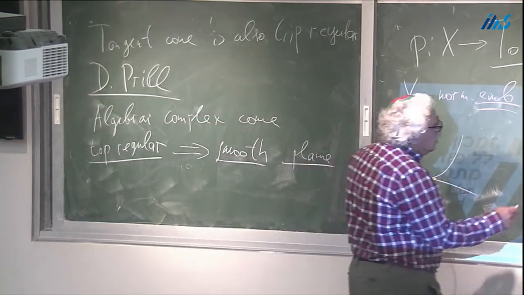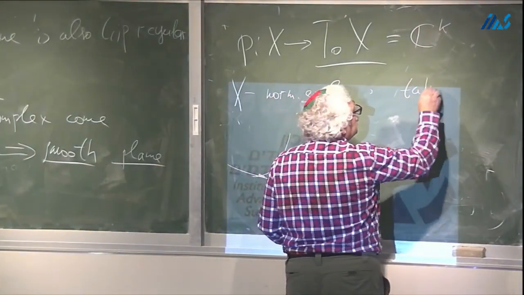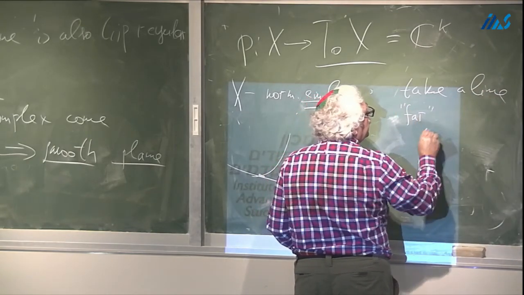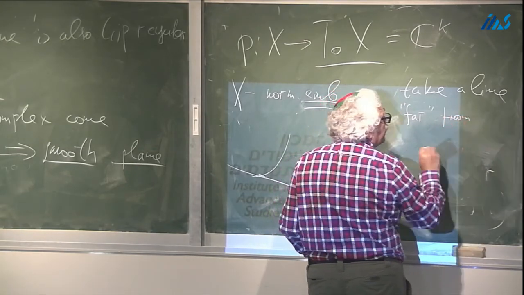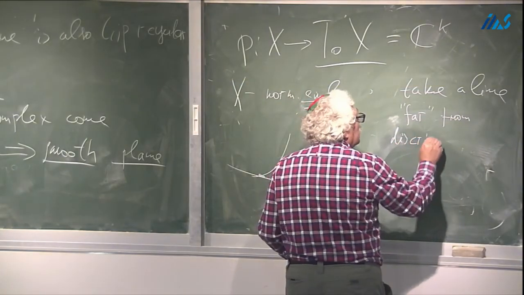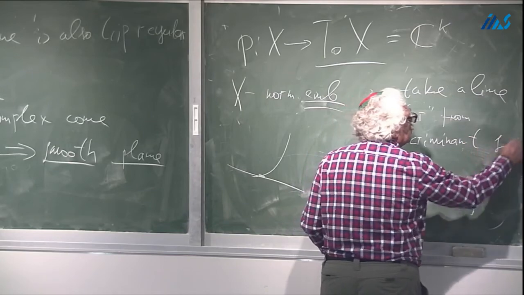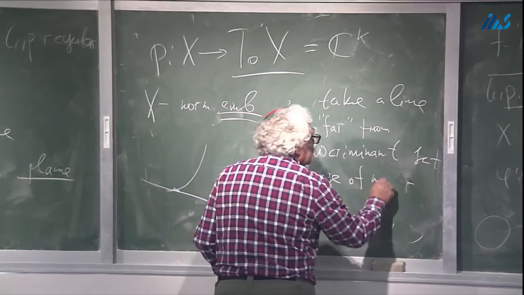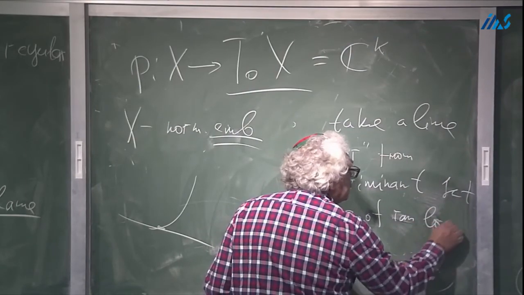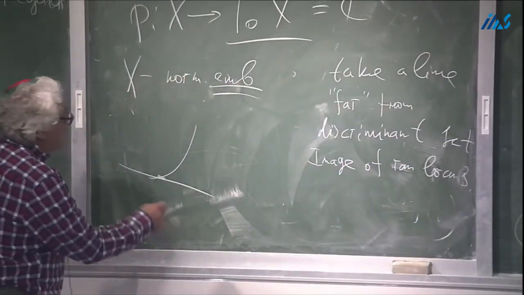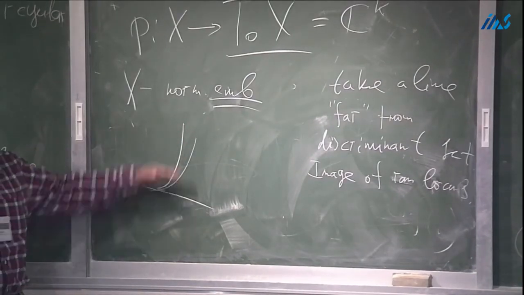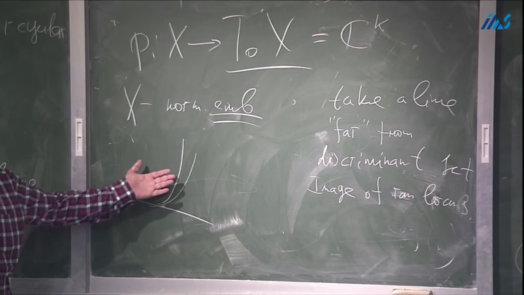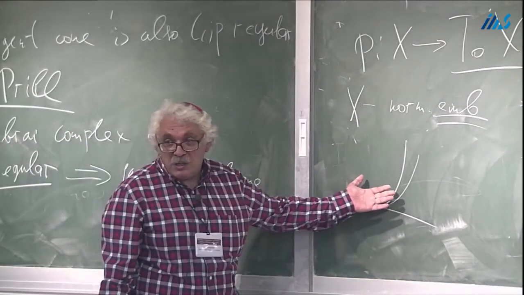So we take a line who is far from the ramification locus, from the image, from the discriminant set. That is the image of the ramification locus. So that we can find two arcs in X that will have the same image by this projection. But they are tangent. But they cannot be tangent because our X is normally embedded.